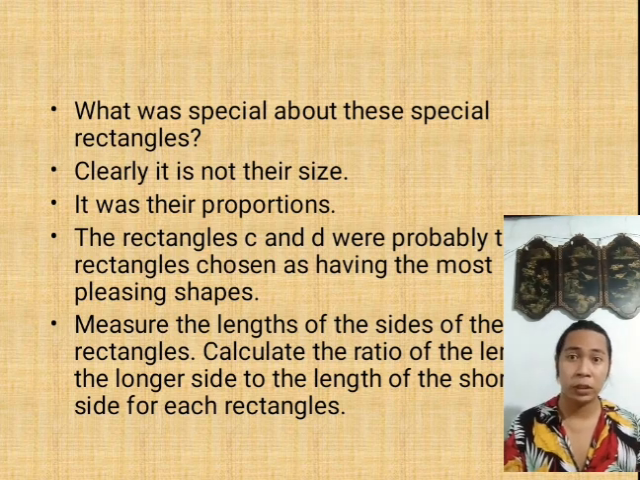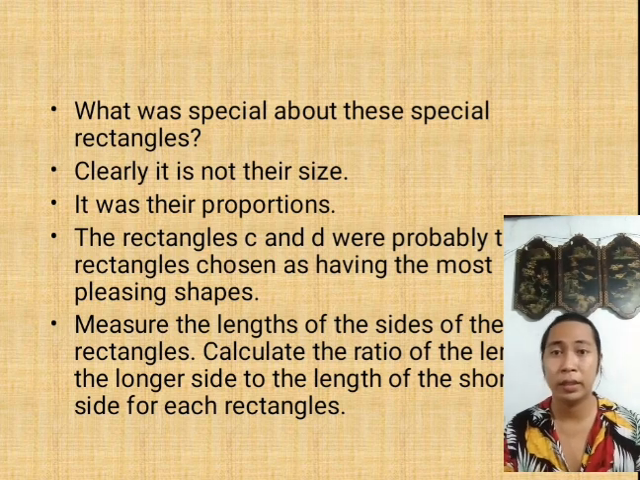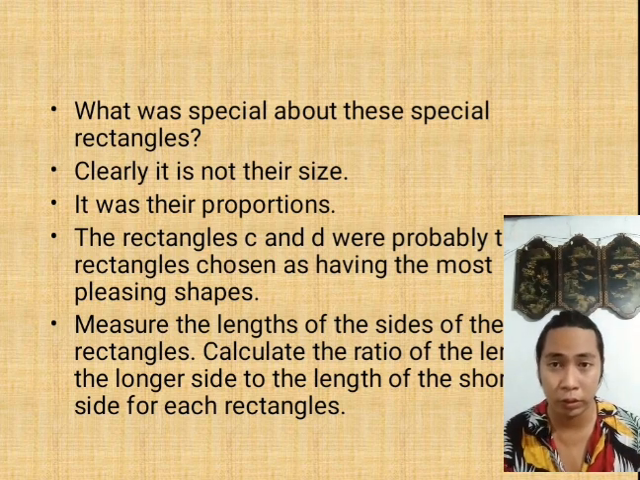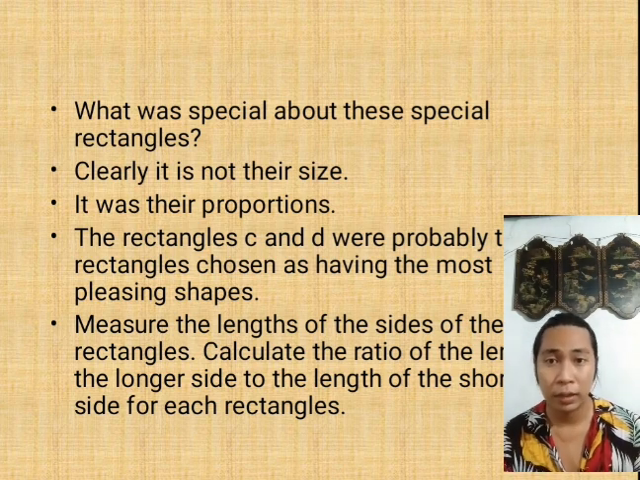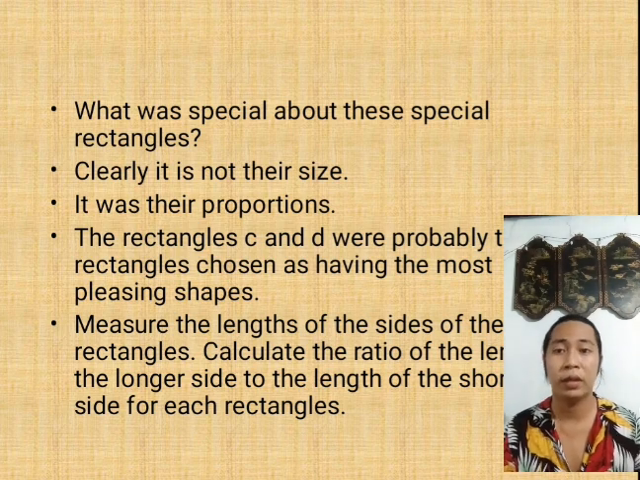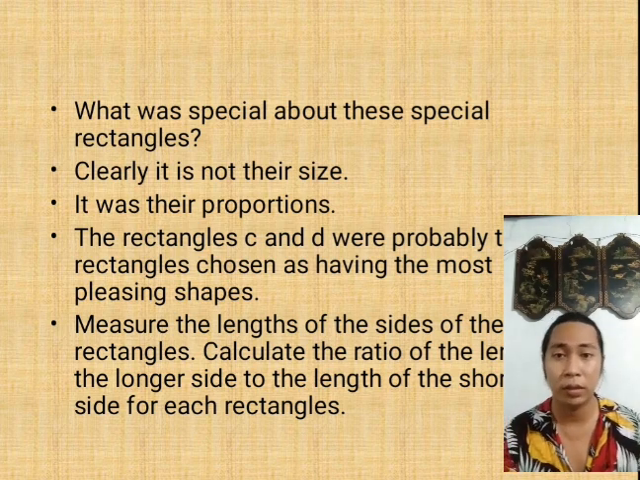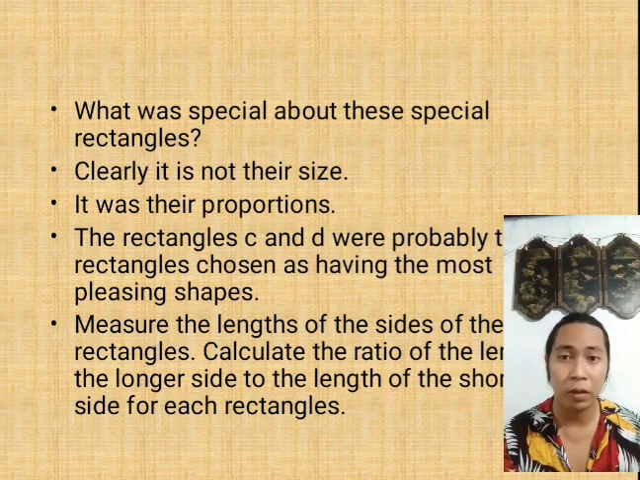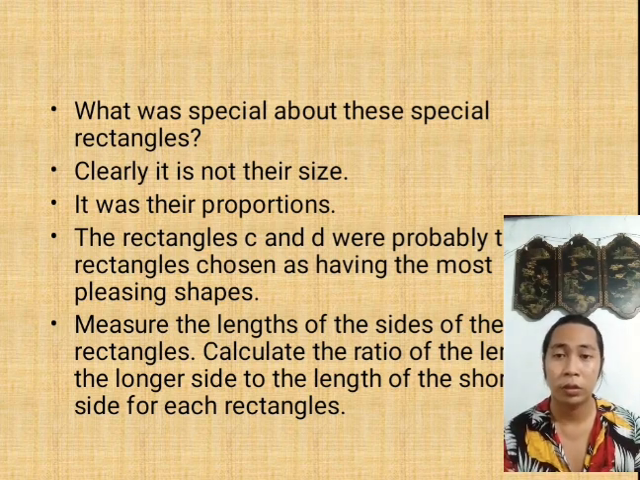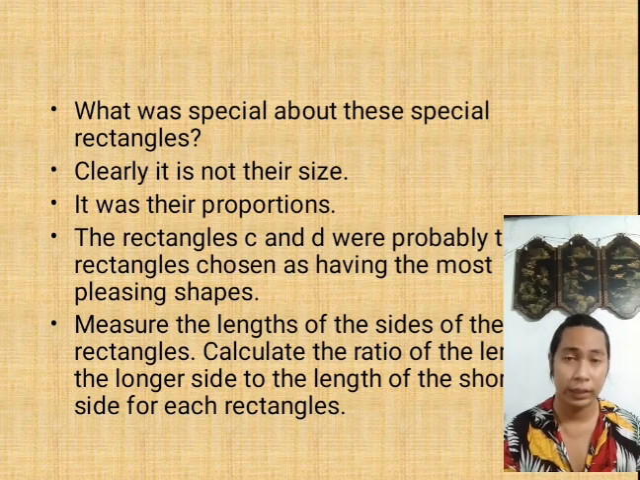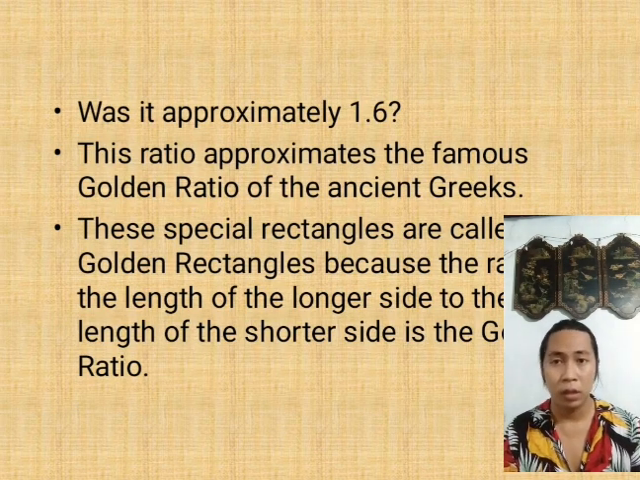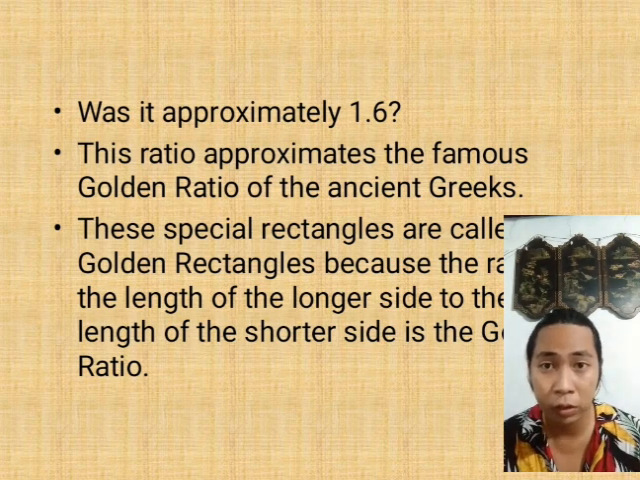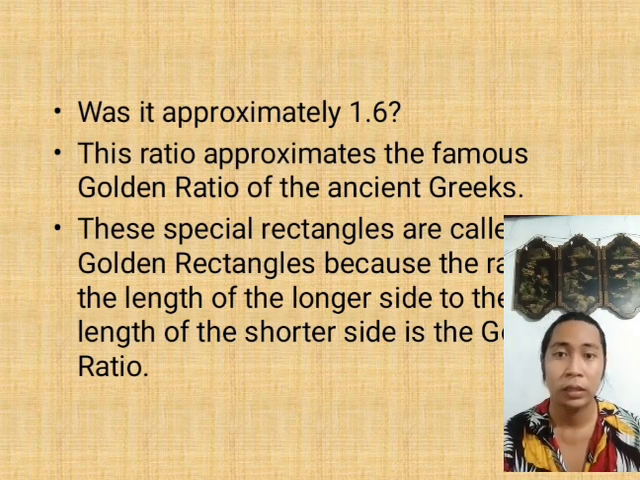What was special about these rectangles? Clearly, it is not their size, it was their proportions. The rectangles C and D were probably the rectangles chosen as having the most pleasing shapes. Measure the lengths of the sides of these rectangles. Calculate the ratio of the length of the longer side to the length of the shorter side of each rectangle. Was it approximately 1.6? The ratio approximates the famous golden ratio of the ancient Greeks.